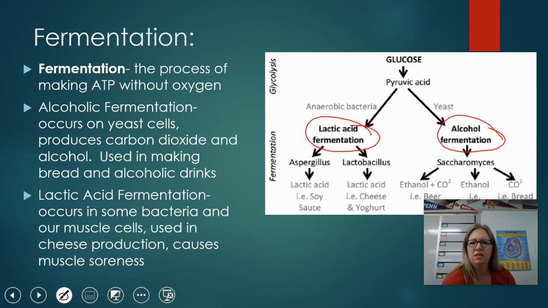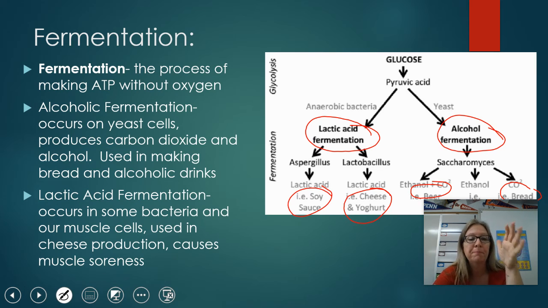Really what I wanted you to see in this chart was the products of those things. Alcoholic fermentation gives us alcohol, beer, wine, things like that. But it's also commonly used in the production of bread. That's why bread is light and airy. Lactic acid fermentation gives us things like cheese and yogurt and soy sauce. Certain bacteria actually do that kind of fermentation to produce those kinds of food. Alcoholic fermentation produces carbon dioxide and alcohol, again, making bread and alcoholic drinks.